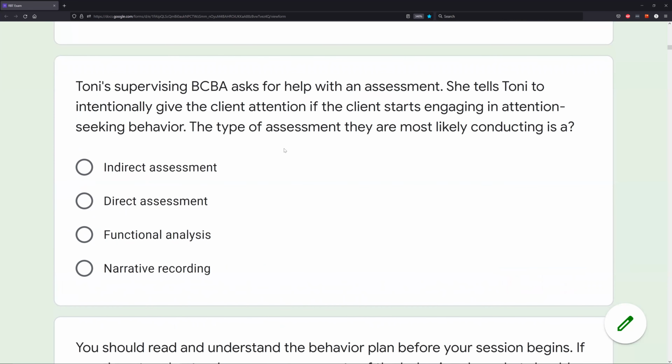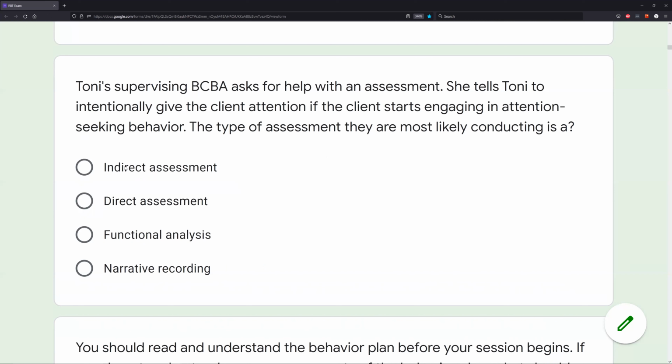Tony, supervising BCBA, asks for help with an assessment. She tells Tony to intentionally give the client attention. The client starts engaging in attention-seeking behavior. The type of assessment that they're most likely conducting is a what? Interesting. In what situations would we intentionally reinforce attention-seeking behavior by giving attention? That might seem very strange to you if you've just started studying or if you're not familiar with this type of procedure, okay? Ask yourself, are we directly observing the client? Yes, we are, right? Tony and the BCBA are engaged with the client.